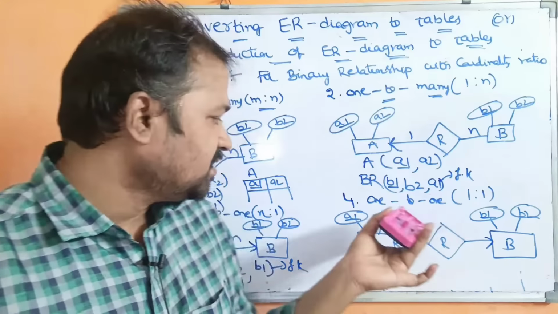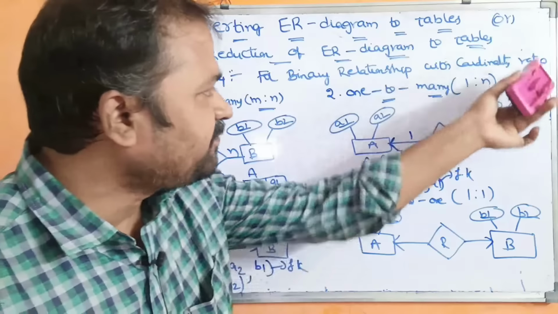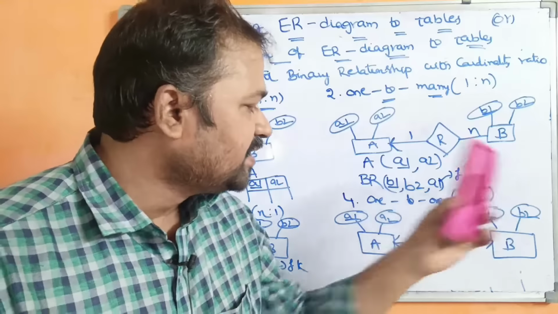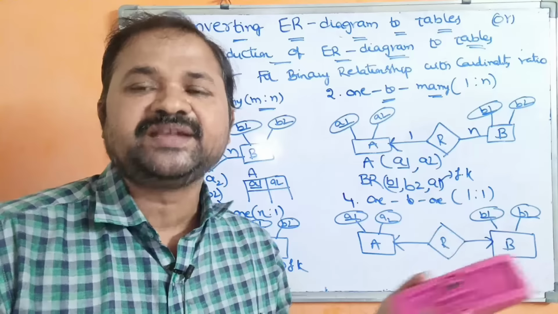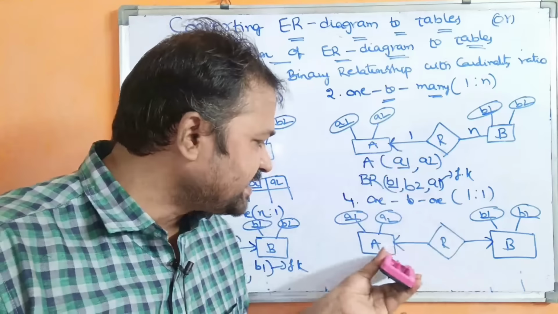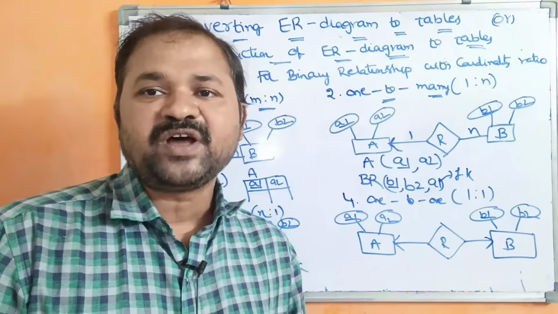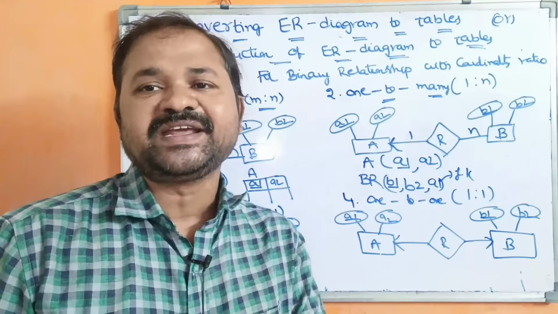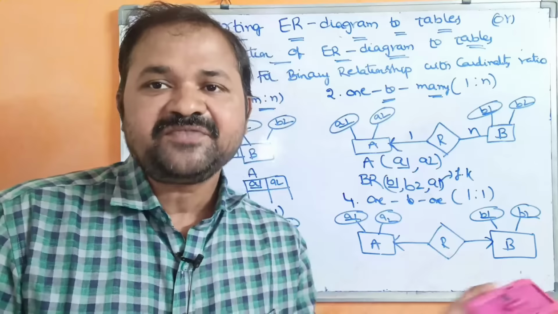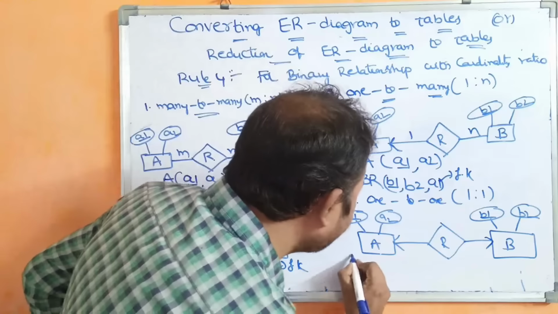Now let us see binary relationship with cardinality ratio 1 to 1, represented by 1 is to 1. So, same diagram. 1 to 1 means the arrow will be towards entity sets A and B only. So 1 to 1 means one entity of entity set A is mapped to one entity of entity set B. Here we can use 2 approaches, 2 ways.